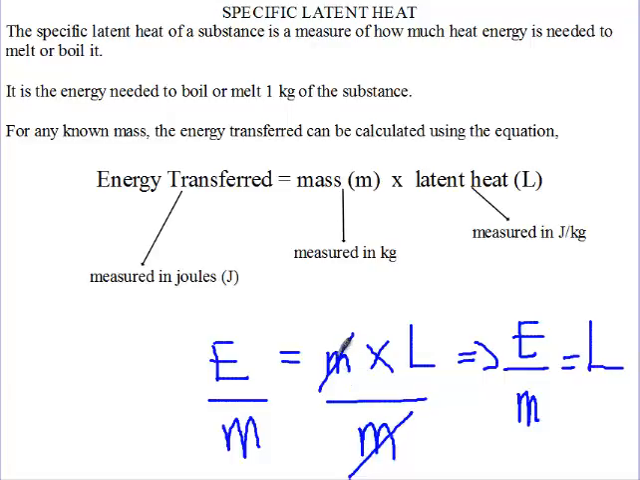If we want to make M the subject, we are going to divide both sides by L, so that this L will cancel this L, and then we have our M here. Then we're going to get M is equal to E over L. So there are three formulae here. E is equal to M times L, M is equal to E over L, and then L is equal to E over M. These are the three formulae we can come up with if we decide to change the subject.